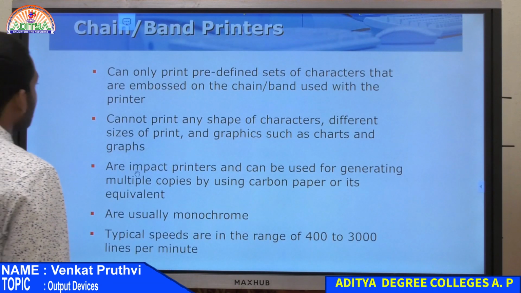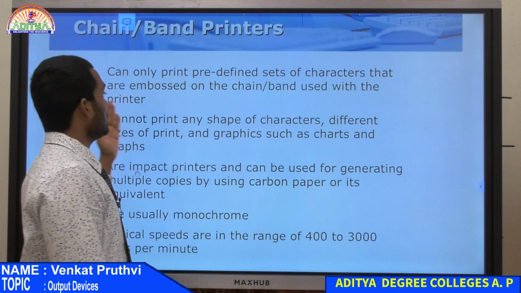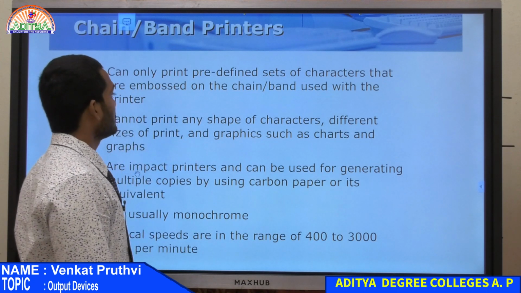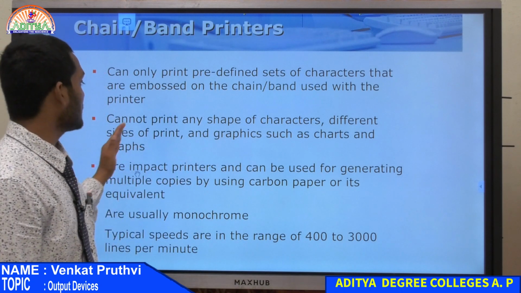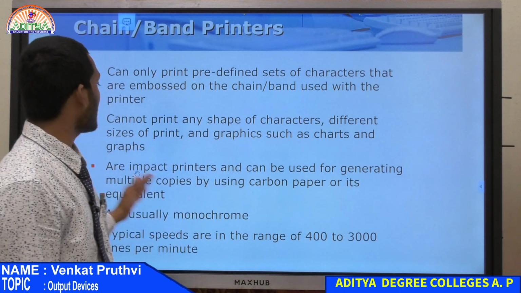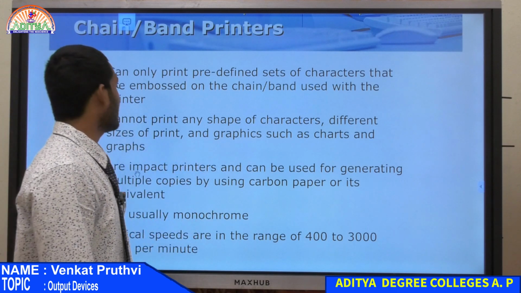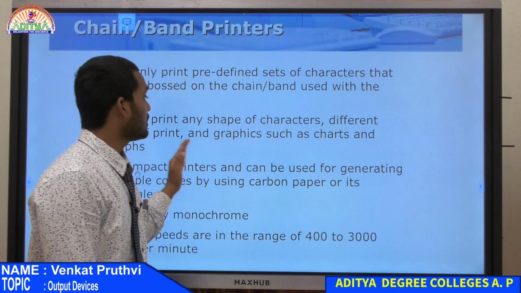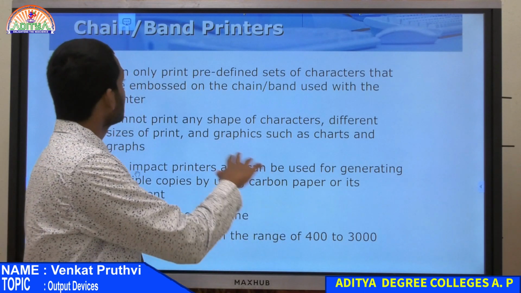these chain band printers can only print a predefined set of characters that are embossed on the chain band used with the printer. They cannot print any shape of characters, different sizes of print, and graphics such as charts and graphs. They cannot print any shape of characters, different sizes of print, and also graphics such as charts and graphs are not possible with these chain band printers.